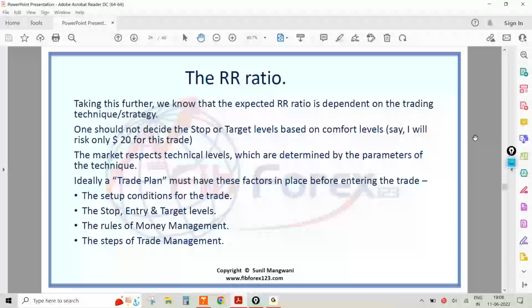If the trade goes against me, which it can, this is what I'm going to do. If the trade goes in my favor, how do I manage my trades? How do I take some profits? What is the stage that I can move my stop loss to protect my capital? Now, this is essentially a part of a trade plan. You must have this written down before you enter the trade.